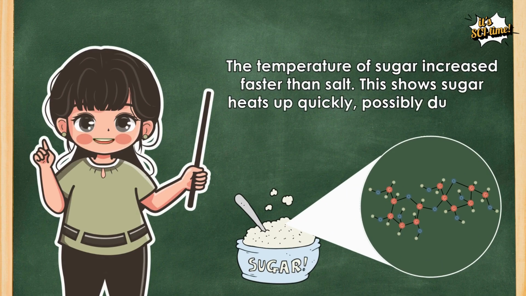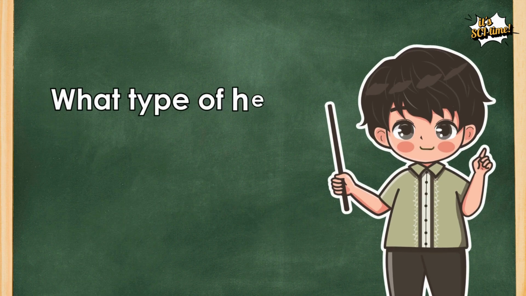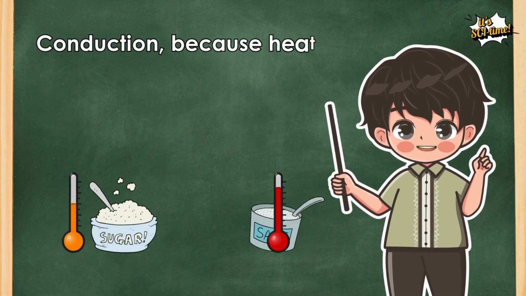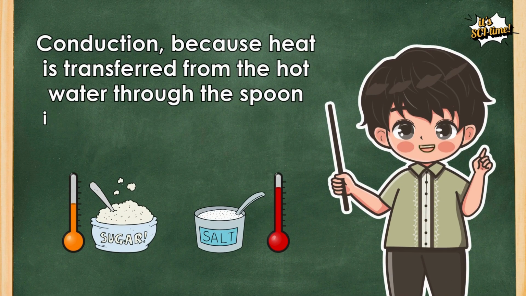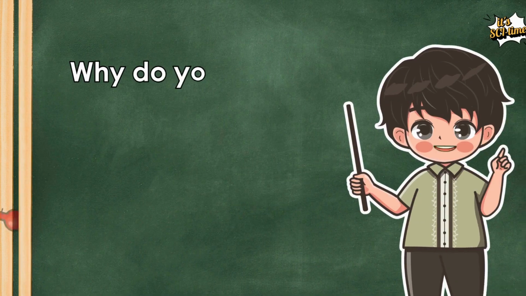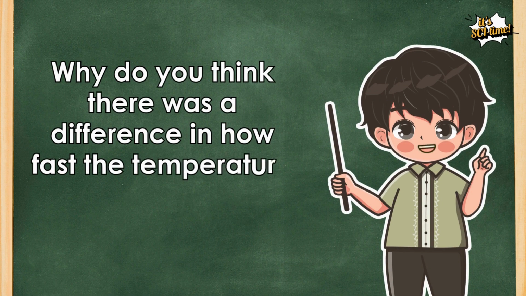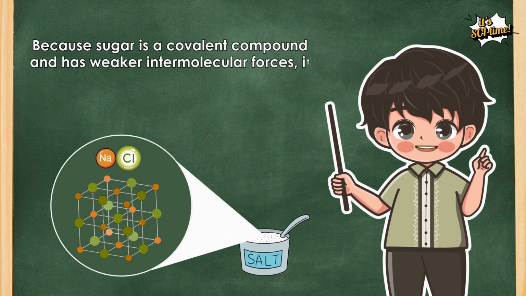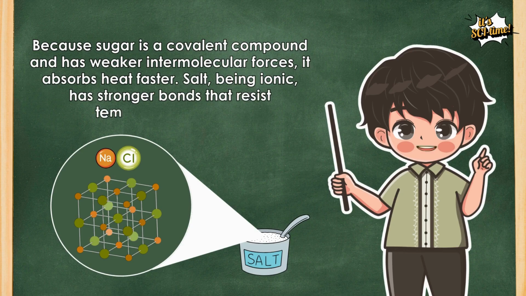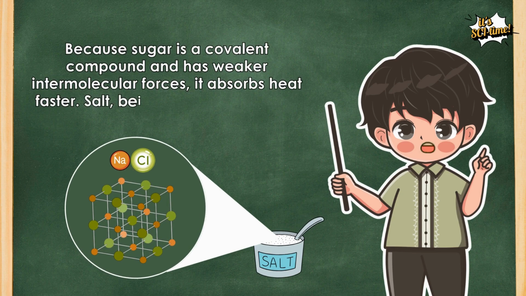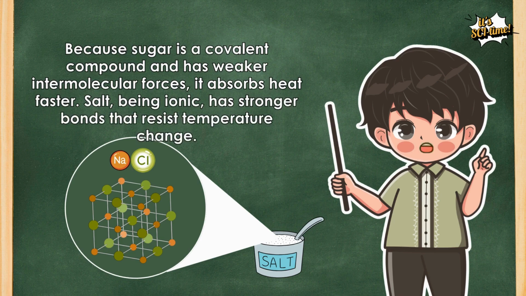This shows sugar heats up quickly, possibly due to its molecular structure. What type of heat transfer occurred when the spoon was placed in hot water? Conduction, because heat is transferred from the hot water through the spoon into the substance by direct contact. Why do you think there was a difference in how fast the temperature of salt and sugar changed? Because sugar is a covalent compound and has weaker intermolecular forces, it absorbs heat faster. Salt, being ionic, has stronger bonds that resist temperature change.